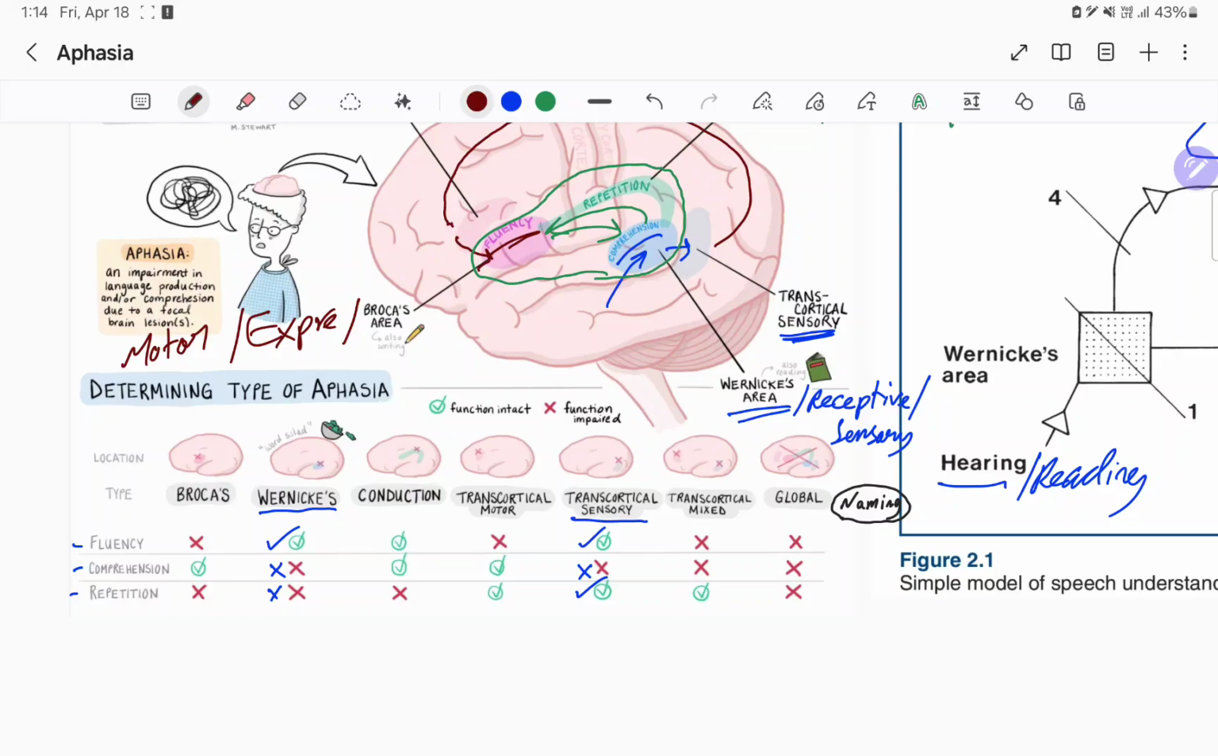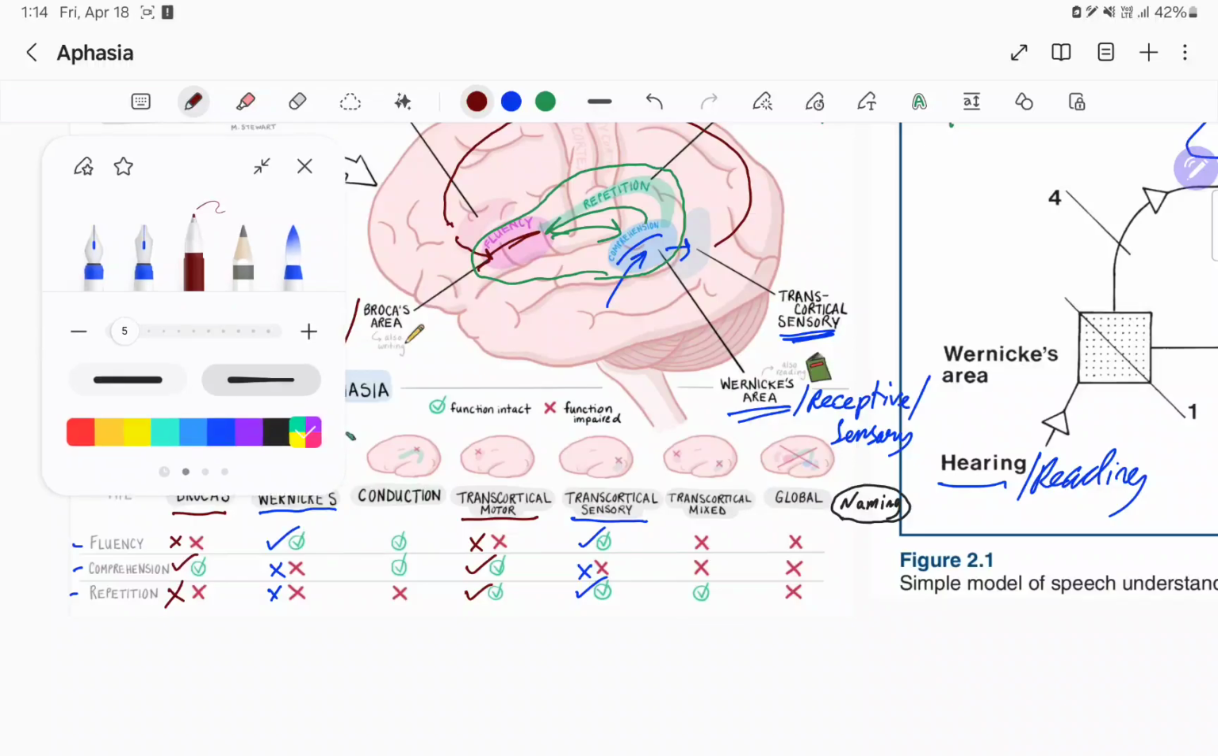Now let's move to the fluency part. We have the first area, Broca's area. Of course, fluency will be impaired; however, comprehension will be intact because we are outside the comprehension structures, and repetition is impaired because Broca's is part of the repetition system. The second fluency area is the transcortical motor. Fluency here will be impaired. Comprehension will be intact, of course. And how to differentiate between transcortical motor and Broca's is the repetition. In this area, repetition will be intact because the repetition system is intact.